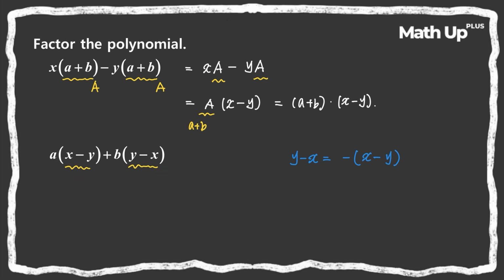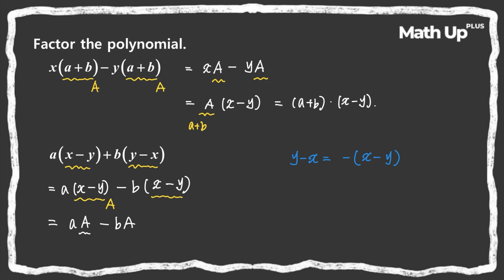So this polynomial is equal to a times (x minus y) minus b times (x minus y), right? If we switch these two, then it is equal to minus (x minus y), all right? Now we see the same expression x minus y, x minus y. So we're gonna let that be capital A. Then this is equal to a times A minus b times A.